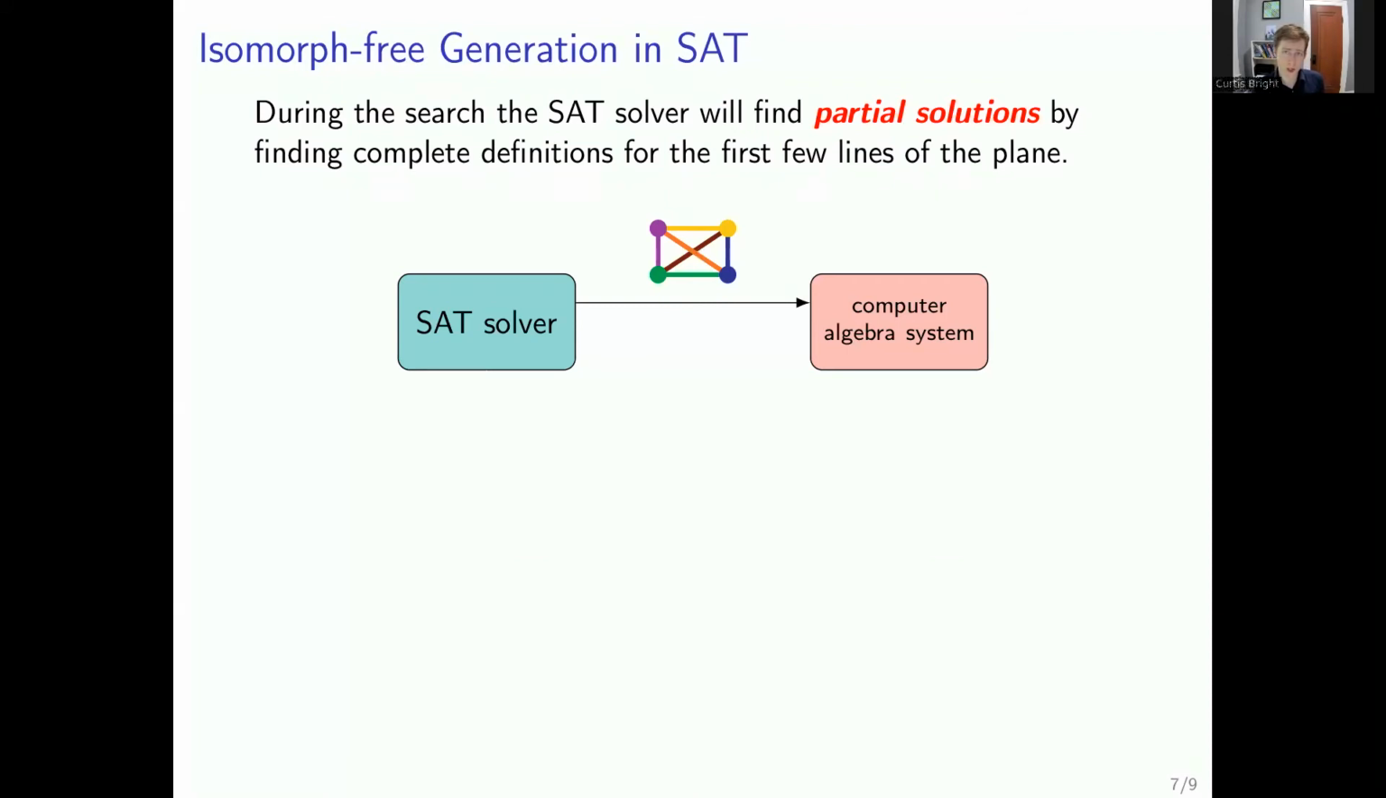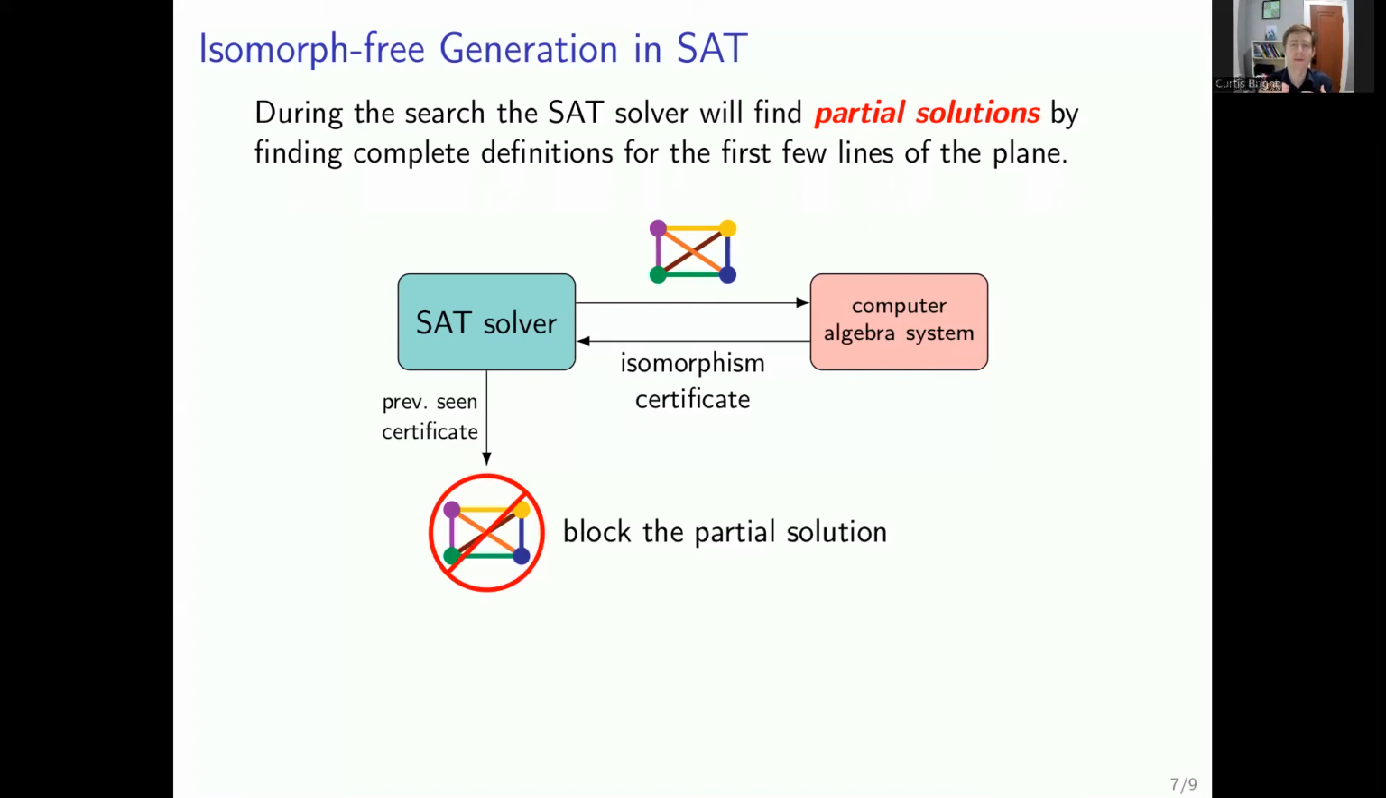During the search, the SAT solver is going to be finding partial solutions. So it's finding partial projective planes, such as the one demonstrated on the slide here. These are lines and points. Up to some point, they satisfy the axioms, but we don't know if they can be extended beyond that point. Anyways, we give the partial projective plane to a computer algebra system, and the algebra system is going to examine the isomorphism class of this partial solution. What it's going to do is generate an isomorphism certificate of that isomorphism class.